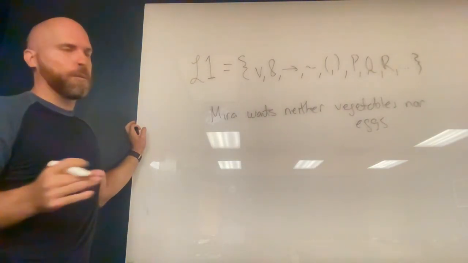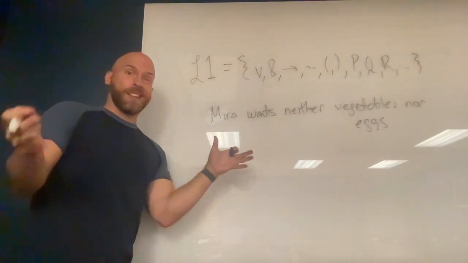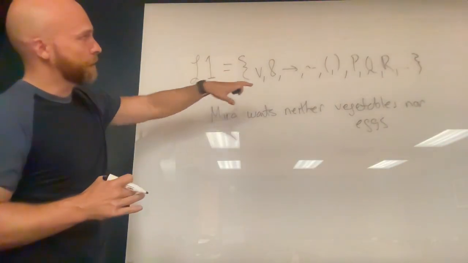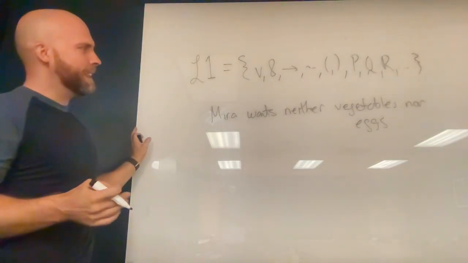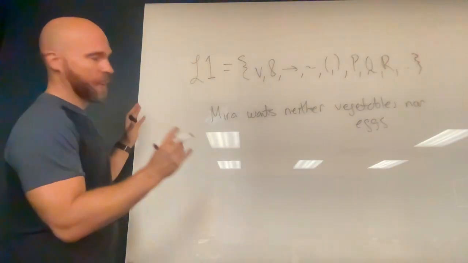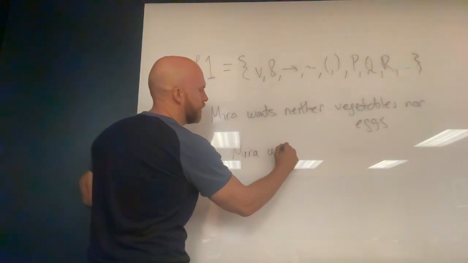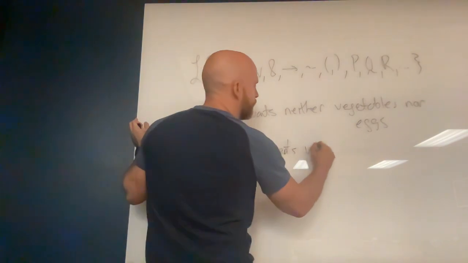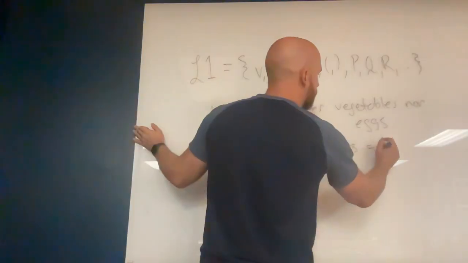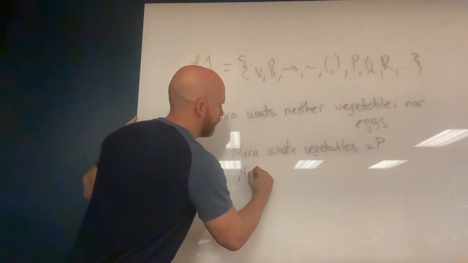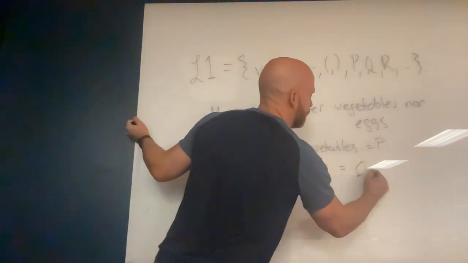And so what we want to do is think about how we would represent this in our language, just using connectives and P's and Q's. Now, clearly there's negation involved, right? And so we want to first try to identify what the P's and Q's are, right? So we'll say Mira wants vegetables, we'll say this is P. Mira wants eggs, we'll say that's Q.